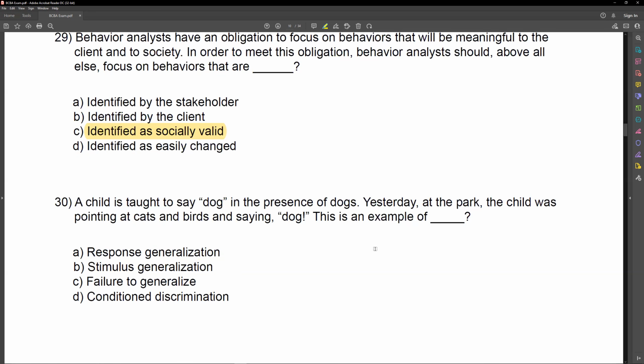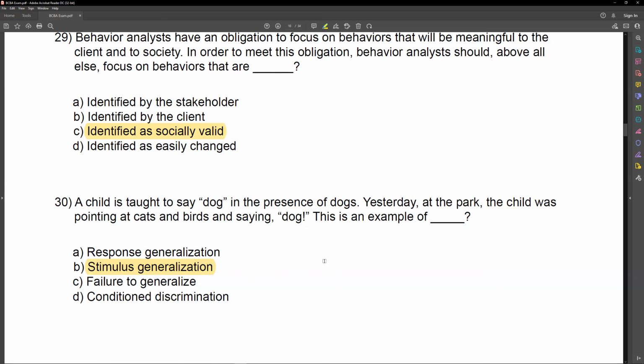Are they generalizing a response? Well, think about response generalization. Response generalization occurs when multiple responses happen in the presence of a single stimulus. Here, we only have a single response, which is dog. So are we stimulus generalizing? Yes, remember, stimulus generalization occurs when a single response happens across multiple stimuli, which is what's happening here. Dog happens for dog, dog happens for bird, dog happens for cat. The client has generalized these stimuli.